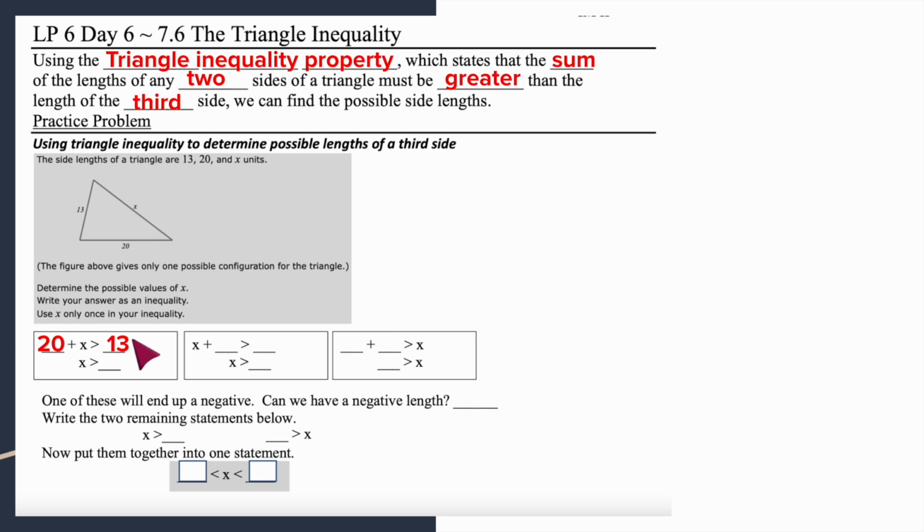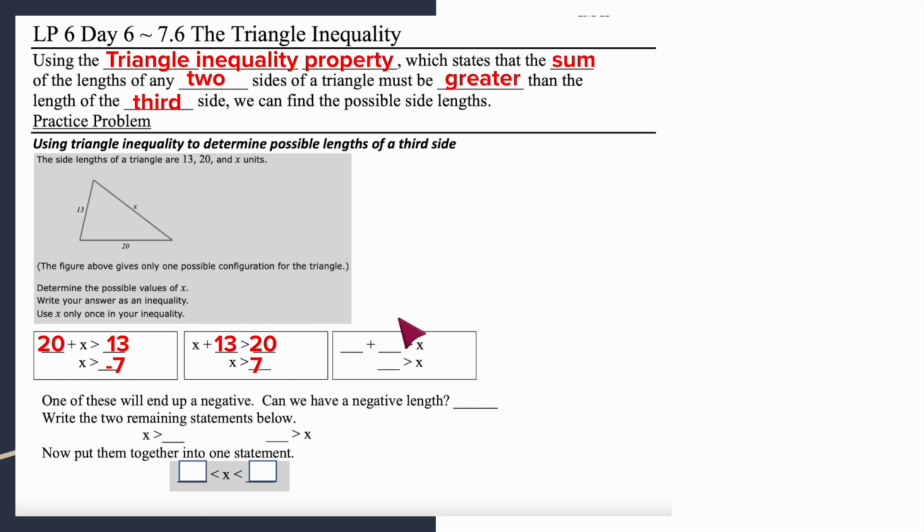I'm going to subtract 20 from both sides because I want to get x by itself. If I subtract, I get -7. Well, right away, if it's a length, if it's a distance, it cannot be negative. So that one I'm going to ignore, and I'm going to move on to the next one. So x plus 13 also has to be greater than 20. I'm going to subtract 13 from both sides, and I end up with +7 this time, since I'm subtracting the smaller number from the larger number.